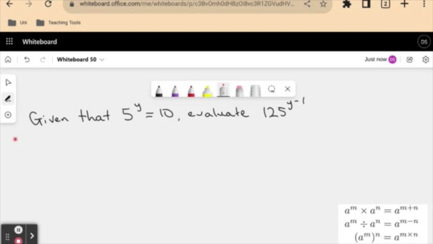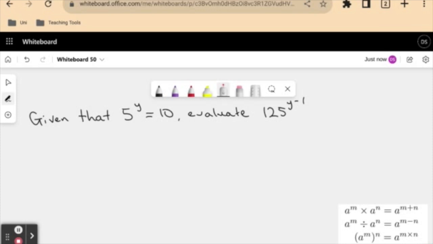So we have this question here, which tells us, given that 5 to the power of y equals 10, evaluate 125 to the power of y minus 1. Now, what the hell is going on here, right? Some of you, if you've done indices and you're quite comfortable with regular questions of this form, that's good. But even my student looked at this and was completely stumped.